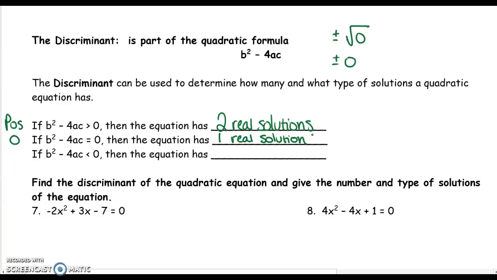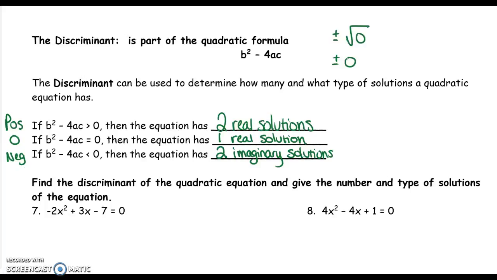If the discriminant is negative, we would have plus or minus the square root of a negative number. So because of the plus minus, we still have two solutions, but because it's the square root of a negative number, our solutions would be imaginary. So two imaginary solutions when our discriminant is negative.